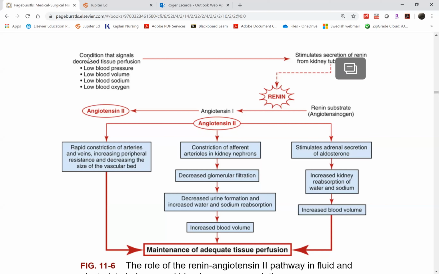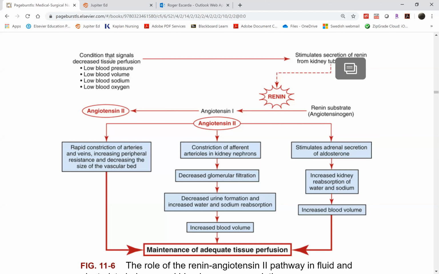Cardiac output plummets. It decreases. So if cardiac output drops, what happens to blood pressure also? It drops. What happens to oxygen? Because blood carries oxygen, if you have low blood pressure and low blood volume, which are the carriers of oxygen, what happens to blood oxygen in the body? It also drops.